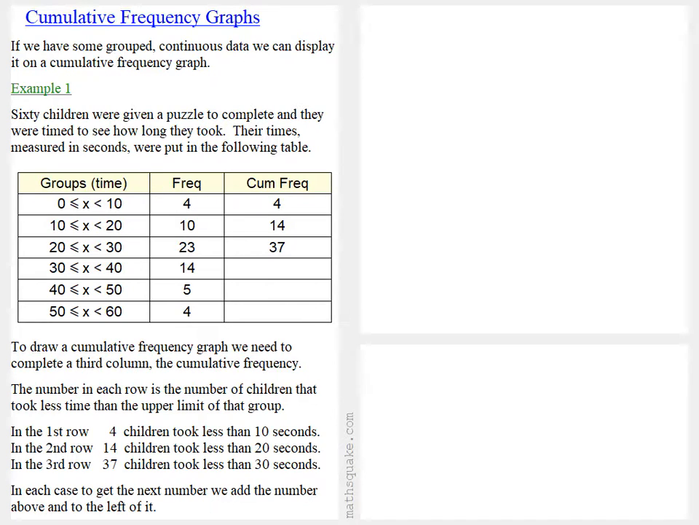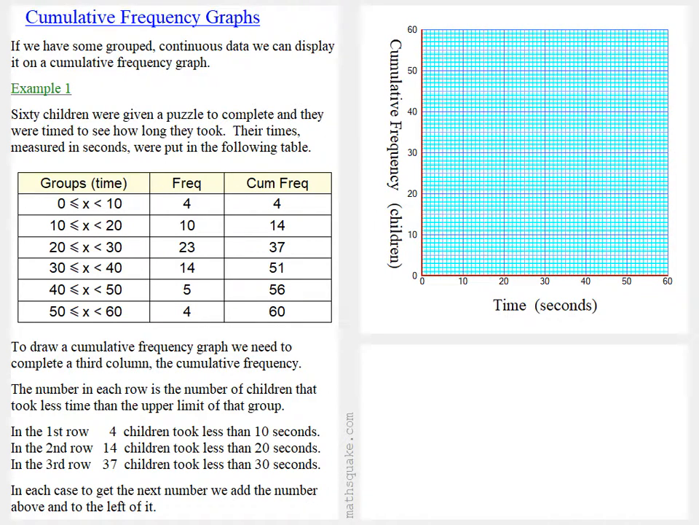Now in each case, to get the next number, we add the number above and the number to the left of the one we want. If we add the numbers 37 and 14, we get 51. If we add the numbers 51 and 5, we get the number 56. And if we add the numbers 56 and 4, we get 60. And now we can plot those points on the graph.